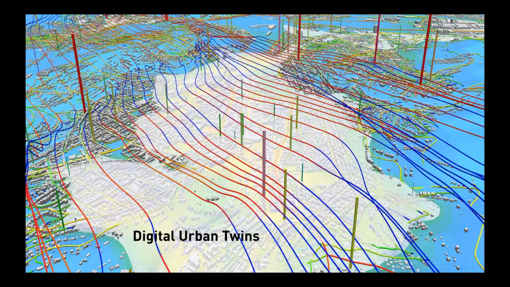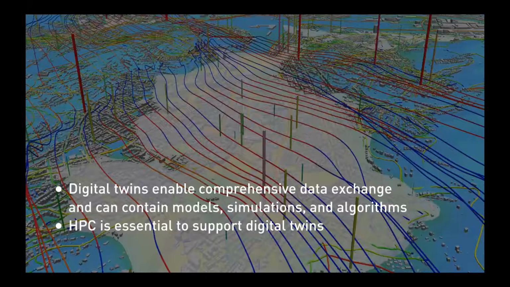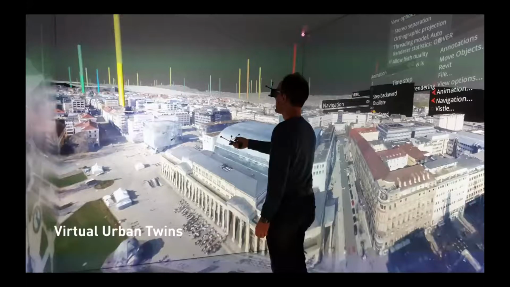So they are digital representations of material or immaterial objects of the real world, like machines. And digital twins enable comprehensive data exchange and can contain models, simulations, and algorithms describing their counterpart, including its features and behavior in the real world. To enhance real life perception, they can also be implemented in virtual realities, as we do, for example. We call them virtual urban twins.